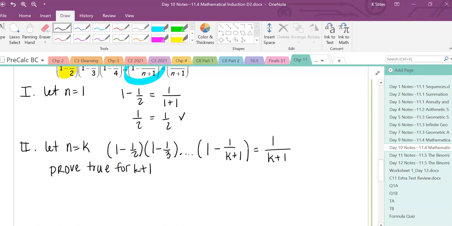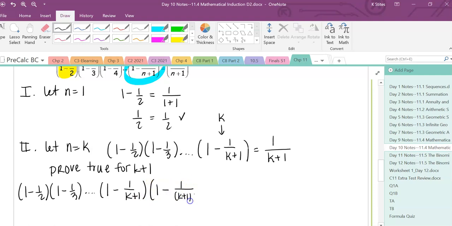Okay, so the first thing we need to do is get to the k plus 1th term. Remember, this is the kth term right now. So we're going to say 1 minus 1/2, 1 minus 1/3, dot dot dot forever, 1 minus 1 over k plus 1. Again, that's the kth term: 1 minus 1 over k plus 1 plus 1 equals... and okay, so this was for the kth term.